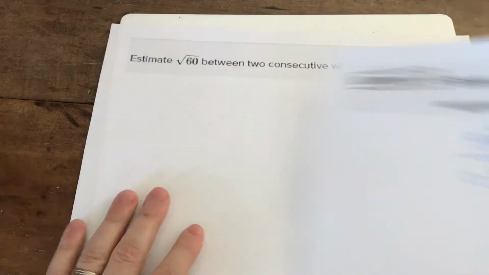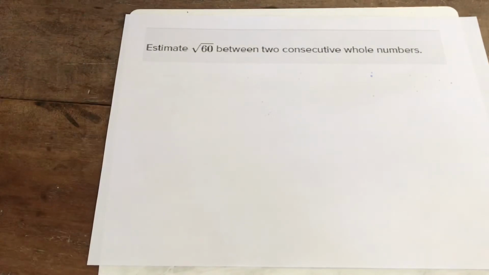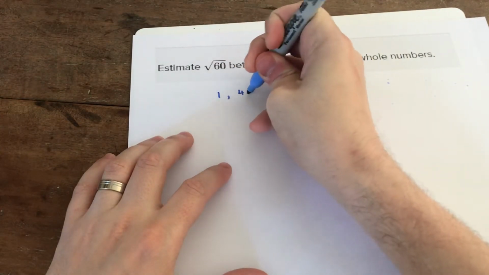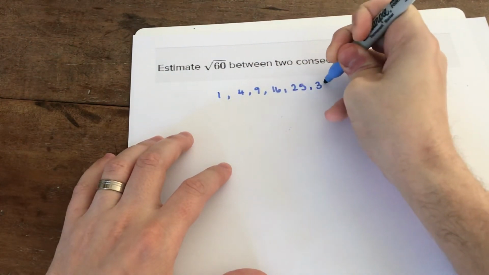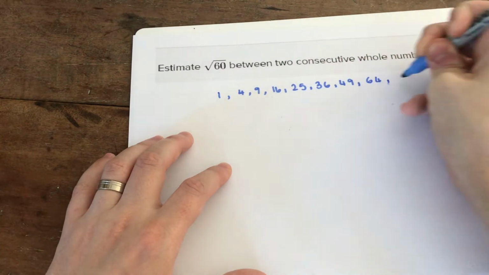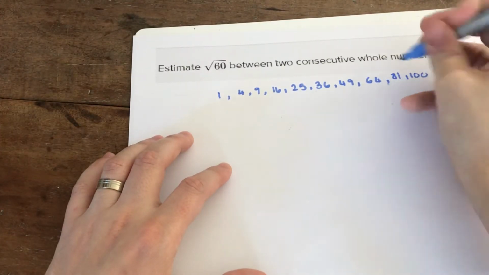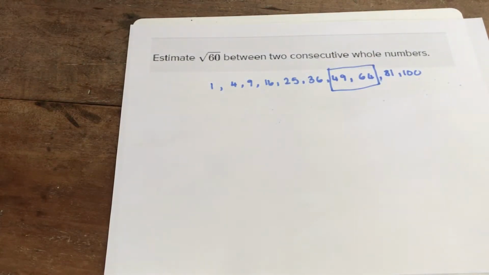The final part of your knowledge organiser looks at estimating square roots and saying which two consecutive whole numbers it lies between. For this, it's dead straightforward. Look at your square numbers. So you've got 1, 4, you've got 9, you've got 16, you've got 25, you've got 36, you've got 49, then you have 64, 81 and 100. The square root of 60 will lie between these two numbers here.